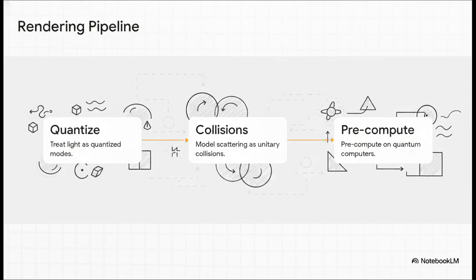First, they break the light and the material excitations down into those quantized modes we were just talking about. Second, they smash them together, modeling the scattering of that light as unitary collisions. And third, they hand that massive mathematical headache completely over to quantum computers to pre-compute. By structuring it this way, they managed to take heavily theoretical quantum physics and turn it into a highly practical, working pipeline for actual rendering.